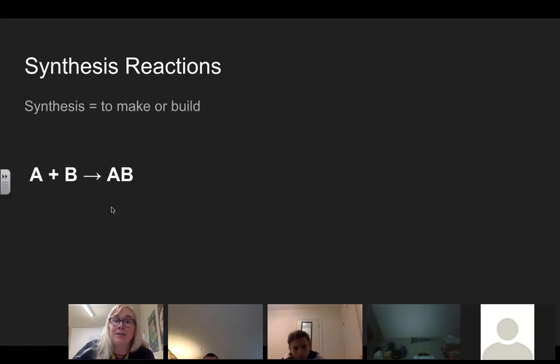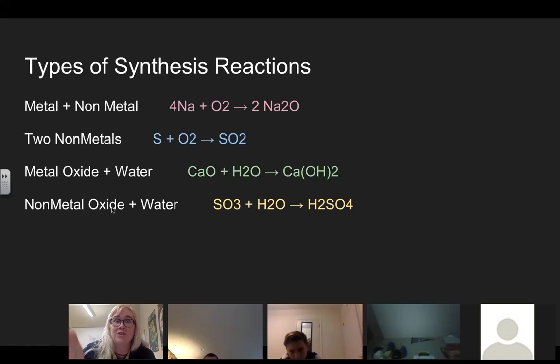Now, the hard thing is predicting them because there's a million types. Not a million, there's 4. So we have 4 types of synthesis reactions. All 4 of these should go in your examples box from the chart that we made in the beginning of class, because to predict products, you're going to need to see these.